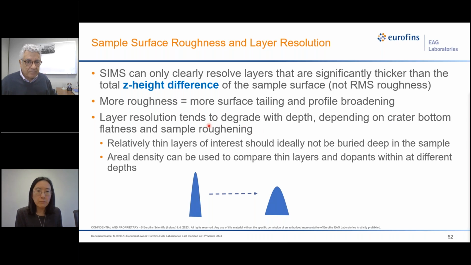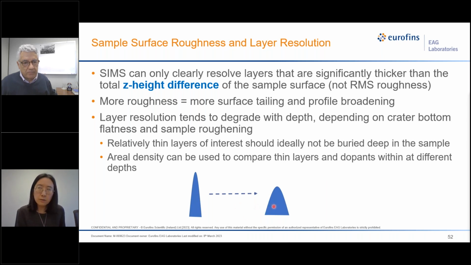Another thing to keep in mind is that the layer resolution tends to degrade with depth as you sputter. That's because of crater bottom flatness, or the sample can roughen as you sputter. So if you have a relatively thin layer of interest, it should ideally be towards the top of the sample, towards the surface. If it gets buried, then the features can get broadened.